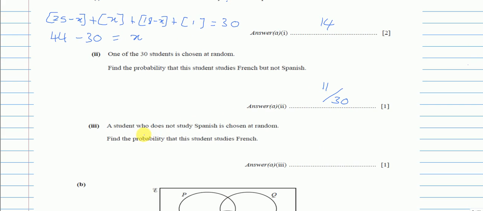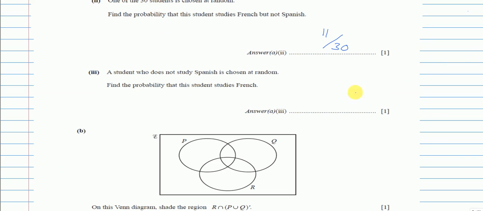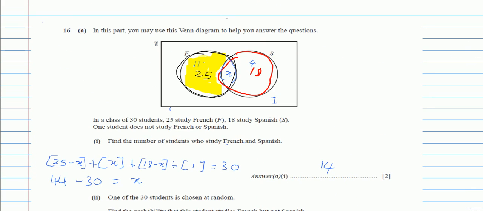What about part 3? A student who does not study Spanish is chosen at random. Now this total is not 30. They have chosen from students who do not study Spanish, so we have to go out of this, so the total is just 11 plus 1. So now the total is 11 plus 1, which is 12. So out of 12 students now, what have they chosen? They ask to find the probability that this student studies French. Now we are looking for just French. Just French is 11.